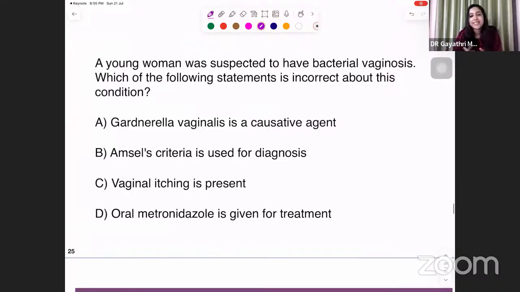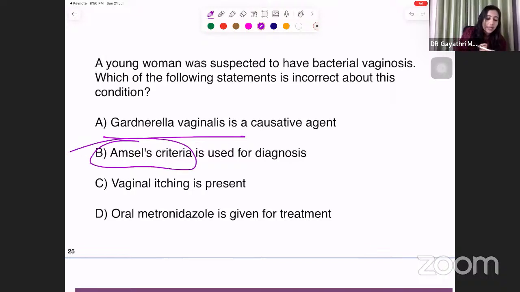Yes, I told you that I will be discussing the Amsel score, or Amsel's criteria, as well. So a young woman has presented to you with bacterial vaginosis. Which of the following statements is incorrect about her condition? In bacterial vaginosis, usually the causative organism is multifactorial. There can be multiple organisms, but a commonly implicated one is Gardnerella vaginalis. We usually use a criteria here, which is known as Amsel's criteria.